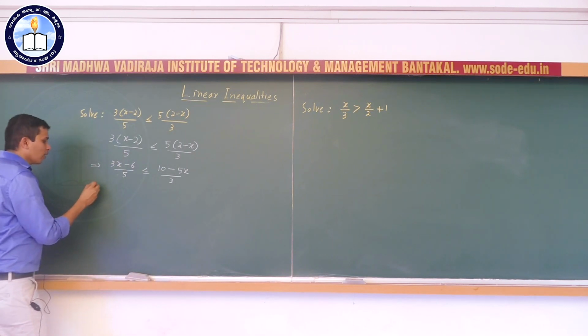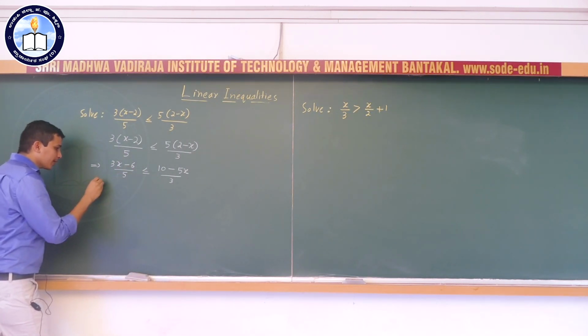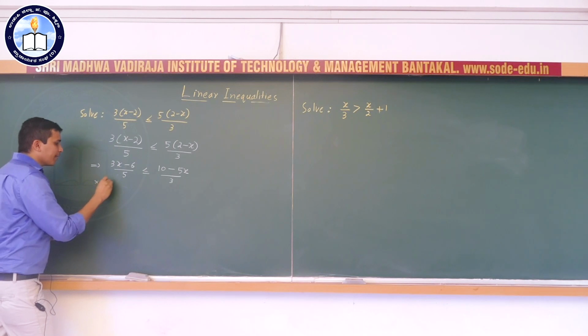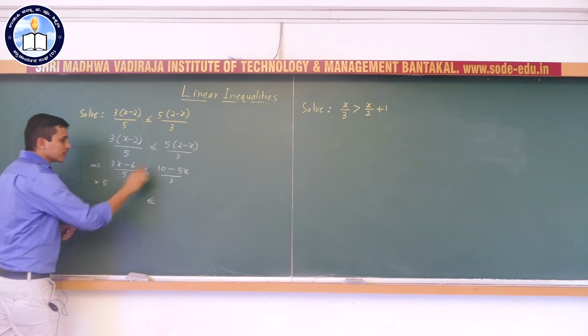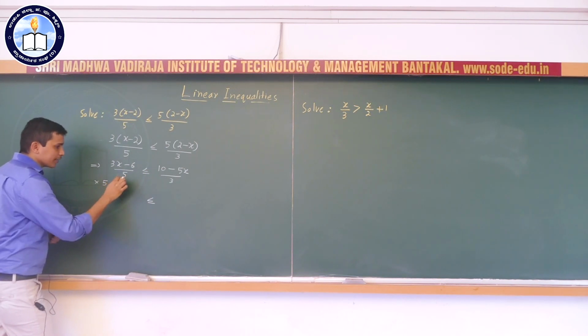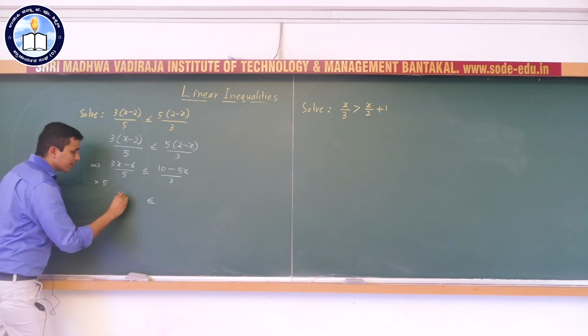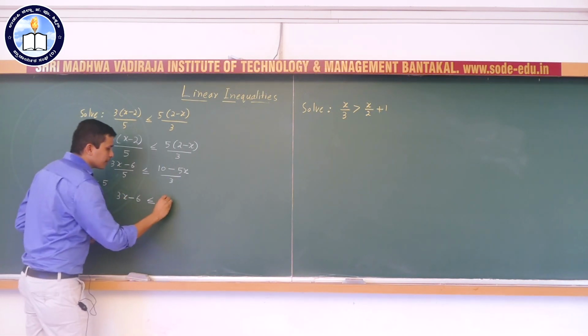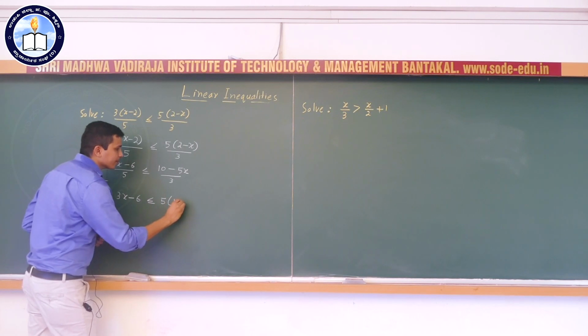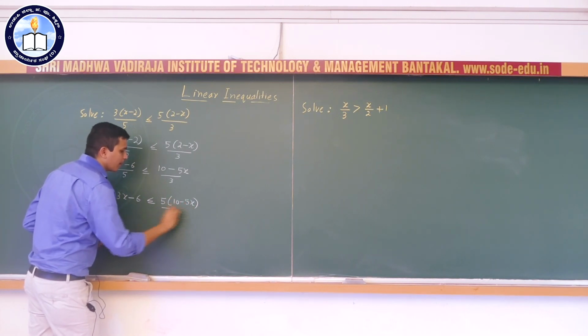So here I'll go in detail: multiplying by 5 on both sides, the inequality remains the same. When I multiply both sides by 5, it cancels with that 5. The left-hand side is 3x minus 6, and the right-hand side comes like this, divided by 3.